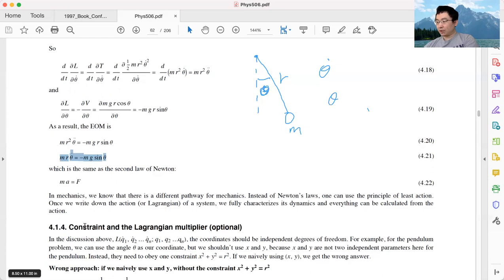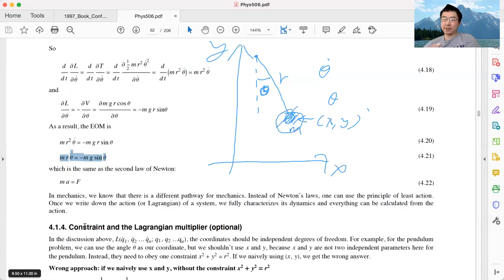For example, I can use the xy coordinate of my mass, m, to be my coordinates. Let me say the horizontal axis is x, the vertical axis is y. I can use the location of this point mass, xy, as my coordinate. Okay, so that is also a possible option. Theta or xy both give me the configuration of this pendulum. However, for this particular pendulum problem, this theta coordinate is much better than xy.